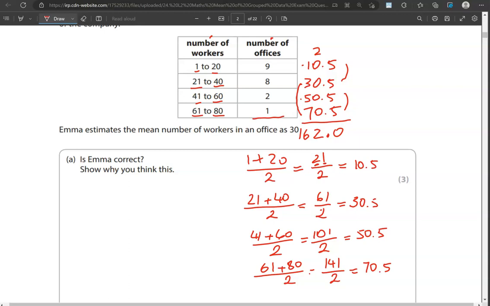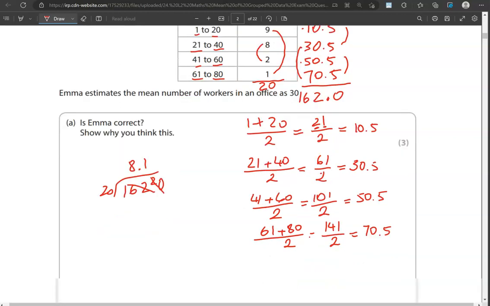And we're going to divide that by how many there are. 9 and 1 is 10, 8 and 2 is 10, so that is 20 in total. So 162 divided by 20. We know that 8 times 20 is 160, and we have 2 remaining because 162 take away 160 gives us 2. I'll put the decimal point in because we run out of digits, and I can add 0 here now. So how many 20s into 20? That's exactly 1. So 8.1 is the answer.